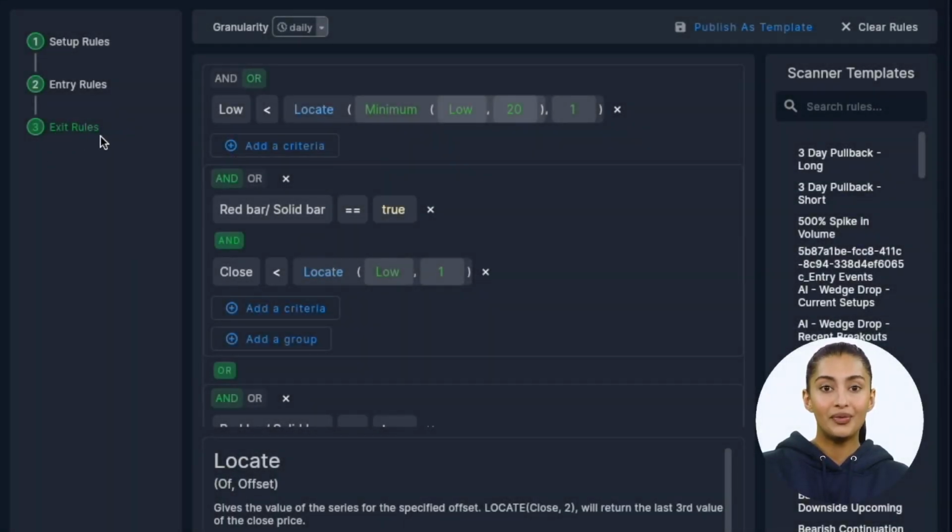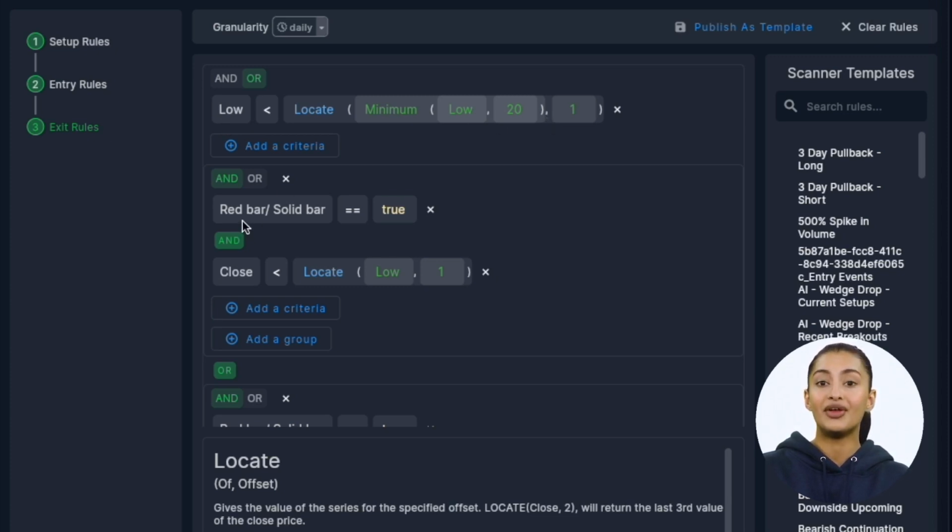Finally, for my exit rules, I want to have multiple conditions that would trigger an exit. This is to ensure that I am balancing the wiggle room for my position, but at the same time, maintaining tight risk management. So my first criterion is that I want to exit if the bar makes a new 20-day low, as this shows signs of weakness.